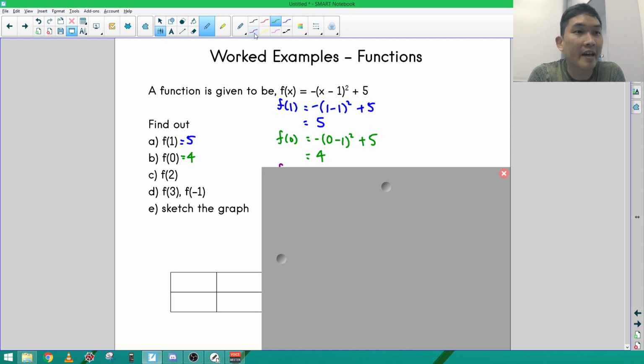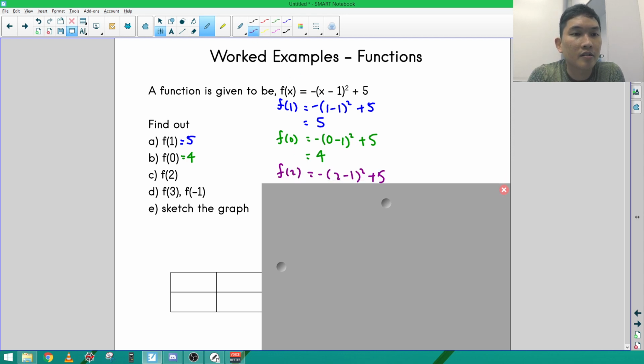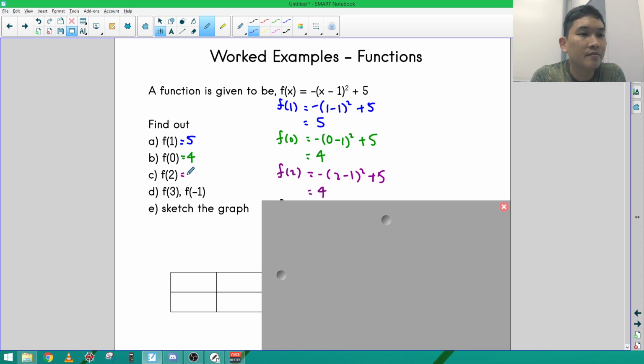Next, we're going to look at f of 2. If you do the substitution, this is what it looks like. Again, let's look inside the bracket. 2 minus 1 is going to be positive 1. Positive 1 squared is still positive 1. Then we multiply by the negative sign, that becomes a negative 1. So this is negative 1 plus 5. That is a positive 4. All right, and then let's look at f of 3.